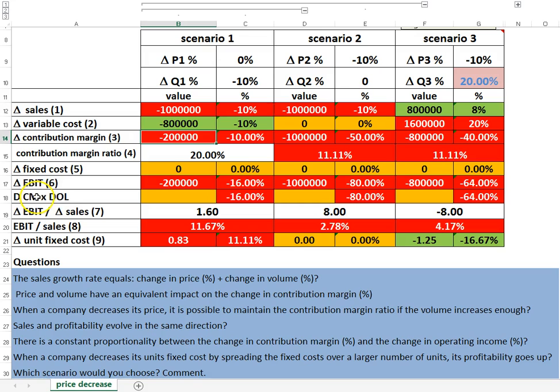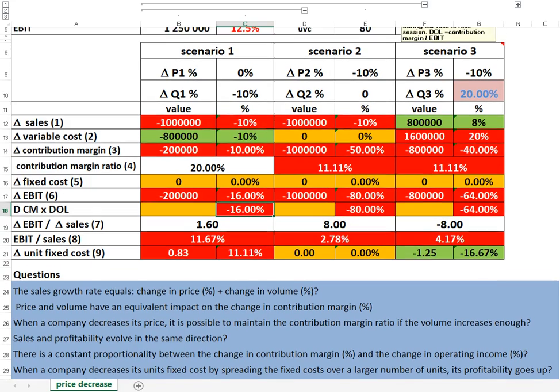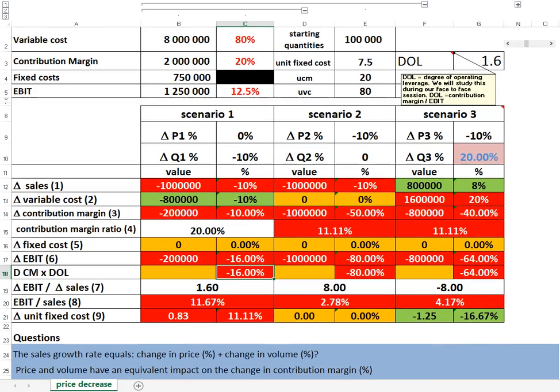Precisely, if you look at row number 18, you see that the change in EBIT is the change in contribution margin multiplied by 1.6. That 1.6 is the DOL. The DOL is the degree of operating leverage. It's a concept that we are going to study during the course. You see that the DOL was calculated here. You calculate it by dividing the contribution margin over the EBIT.